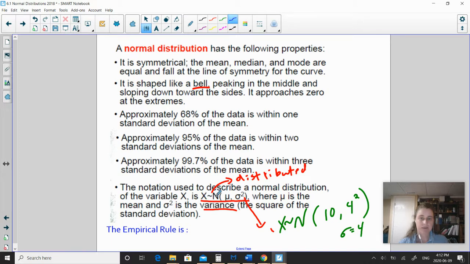So x is distributed like a normal with a mean of mu and a variance of sigma squared. And sigma would be your standard deviation. So remember, sigma squared is your variance. If you want your standard deviation, what number is there would be your standard deviation. So quite often we do it like this. We say x is distributed normally with a mean of 10, a standard deviation of 4, and we put 4 squared in the brackets here for your variance.